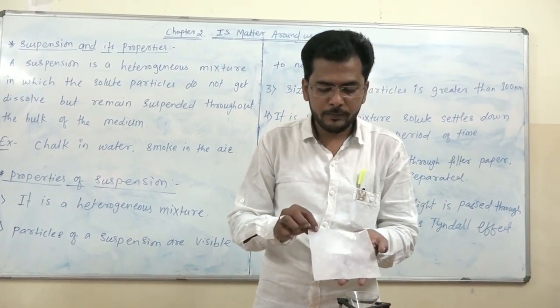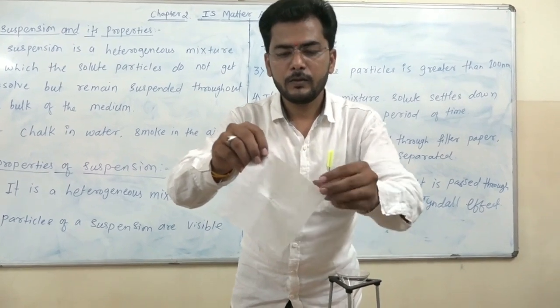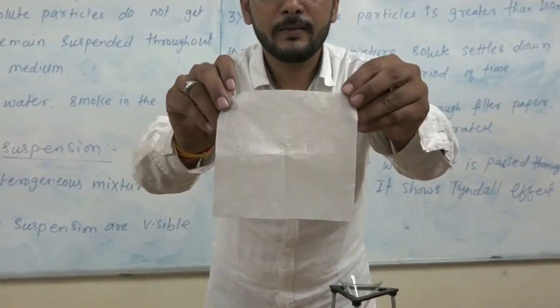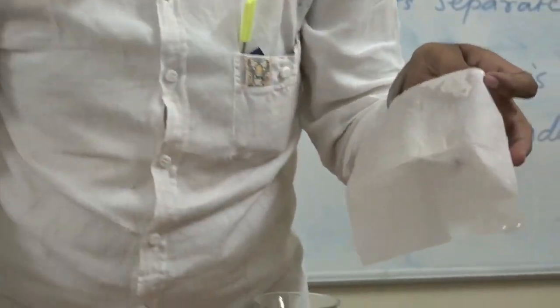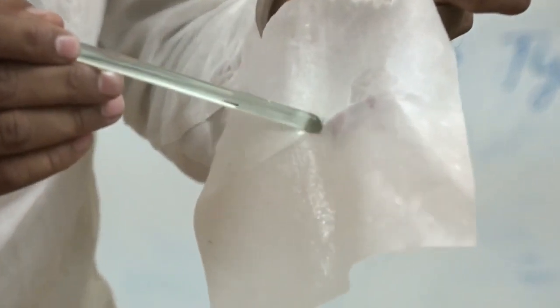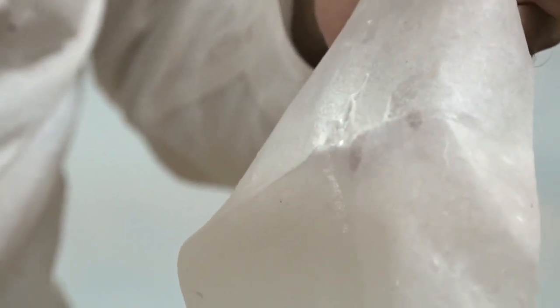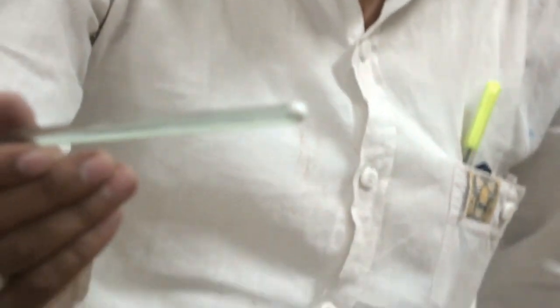See, in this filter paper we can see very well the powder of chalk piece. Are you able to see this powder? See it. And this is your solution, the solvent. Okay, my dear student.